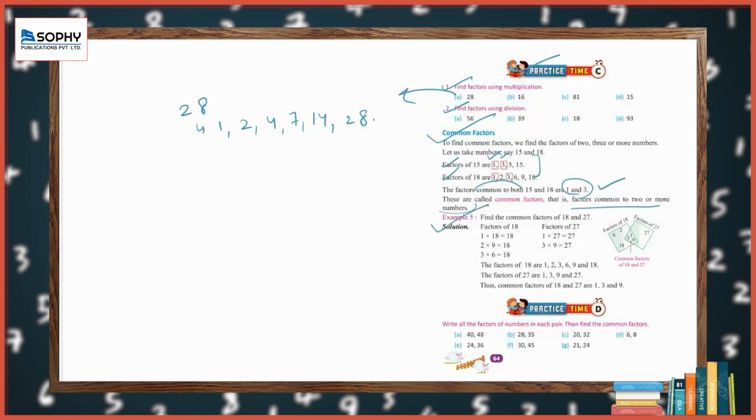Now let's look at example number 5. We have to find the common factors of 18 and 27. Here are the factors of 18 and here are the factors of 27. So the common factors are, very good students, 1, 3 and 9.